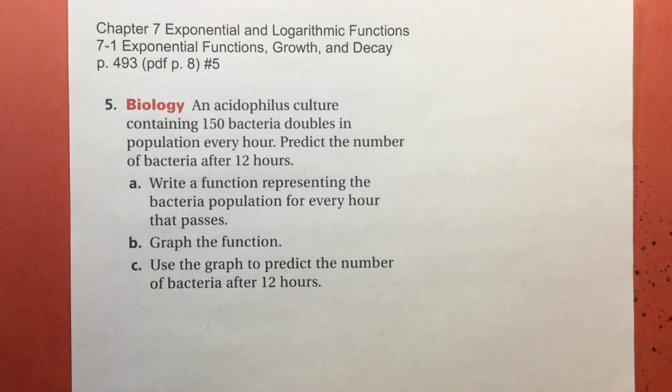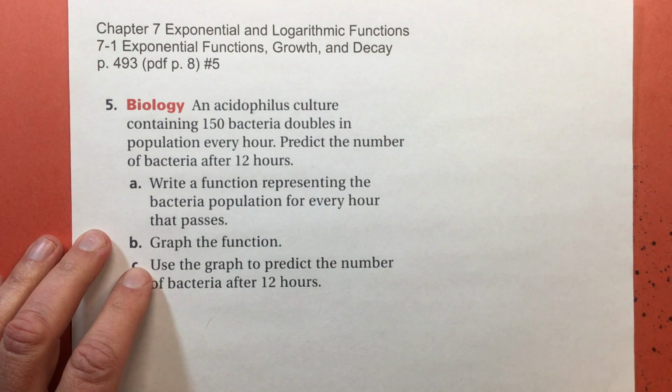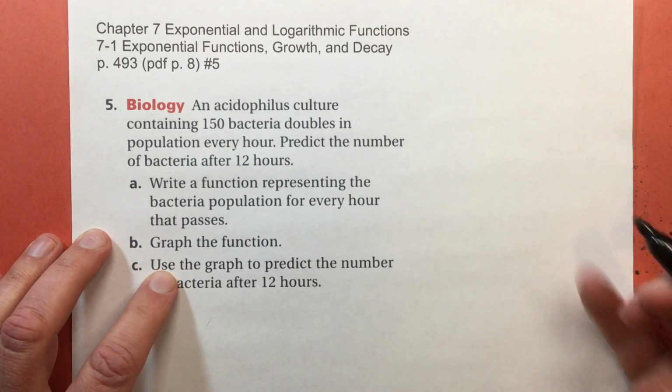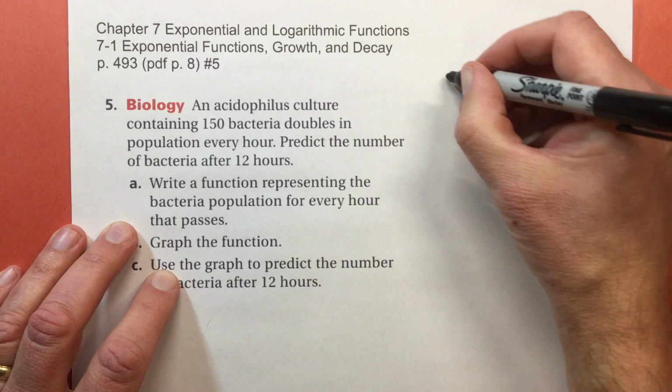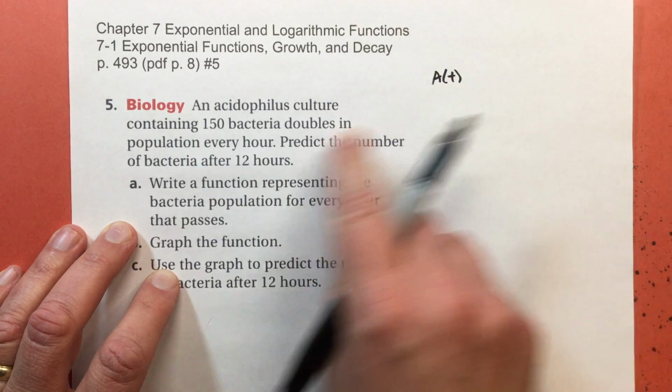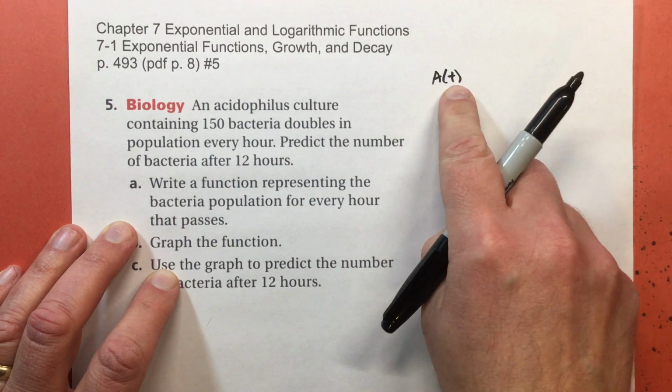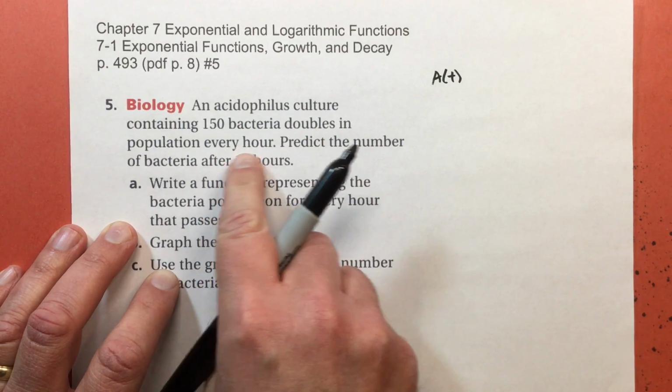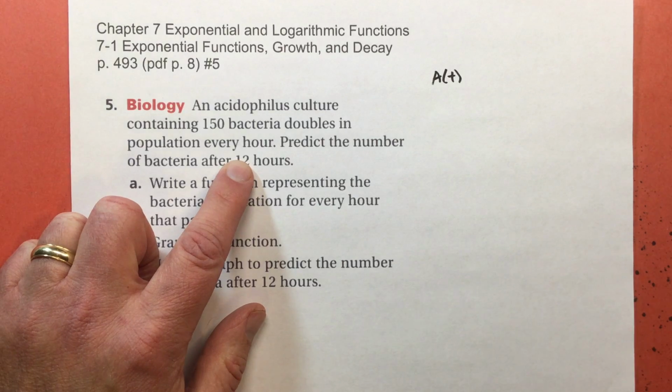This is the function for growth that we had, and we used it for money. It works in this case too. So we have the amount at time t, the number of bacteria at time t. And notice this doubles every hour.